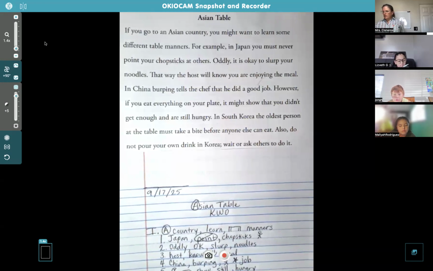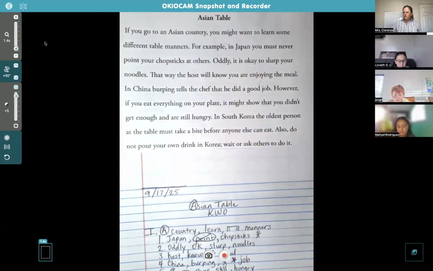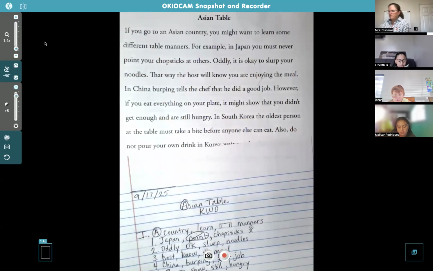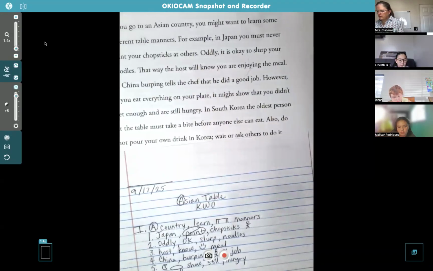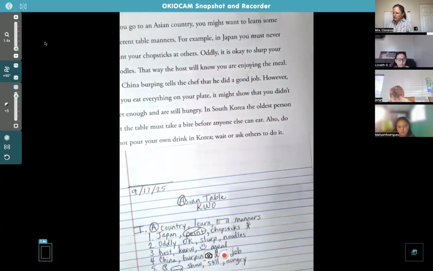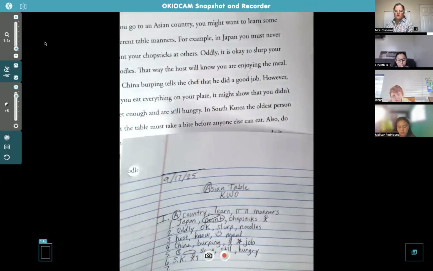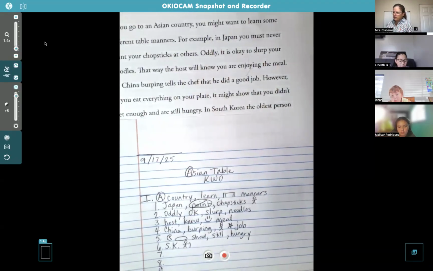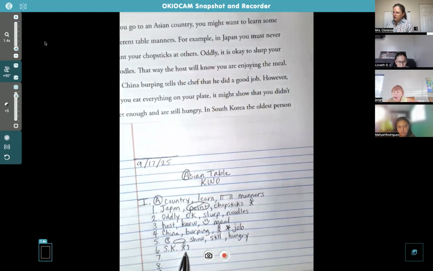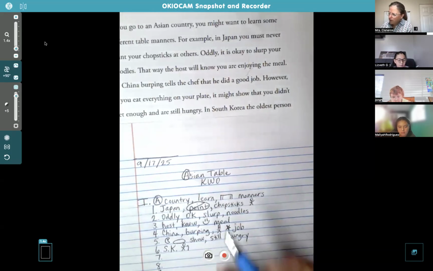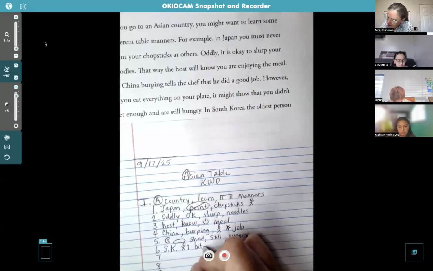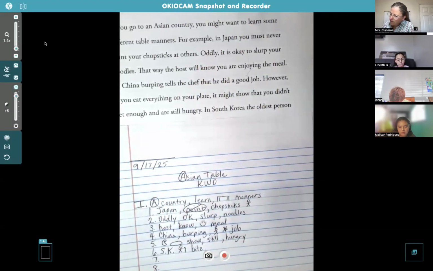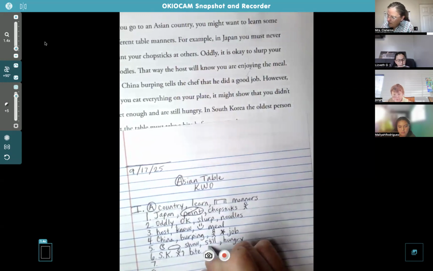What do you think, Lizzie? Okay, so S and K for South Korea. Yeah, I got that. And then the person with a cane will say, cane. Yeah. And then not table. We're gonna use bite. Yeah, bite. Okay, and then before eat.